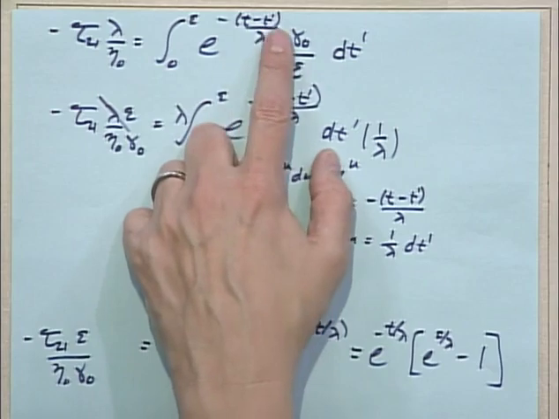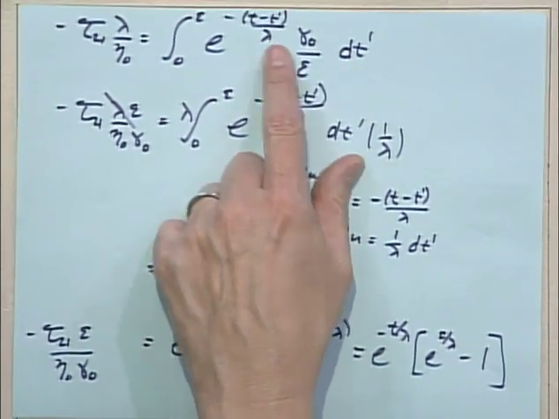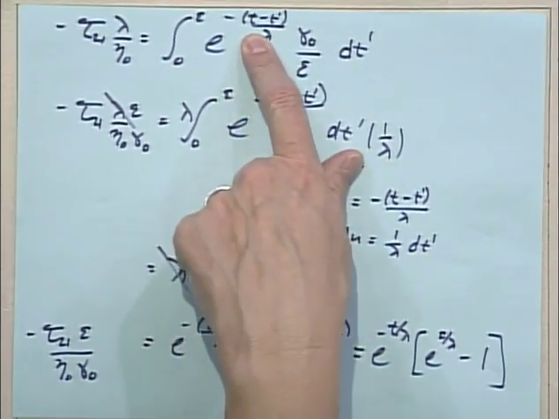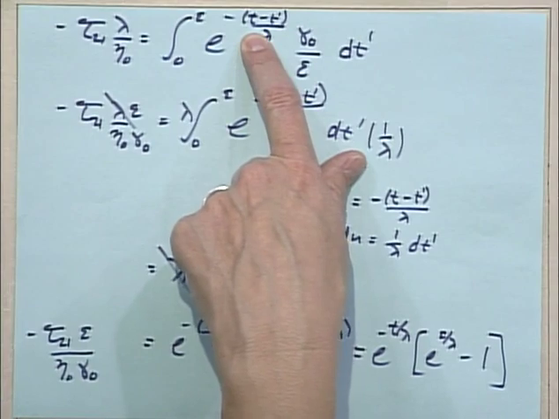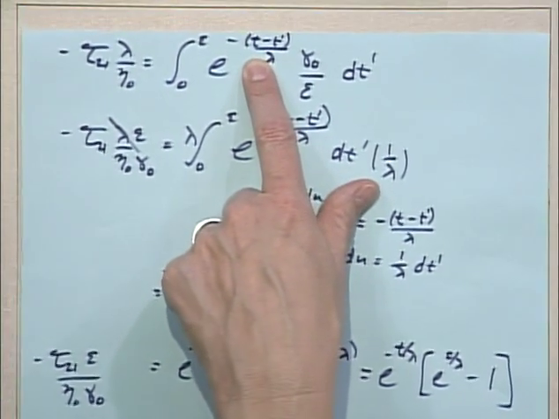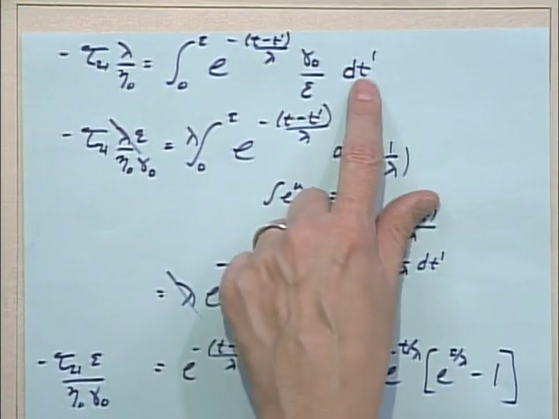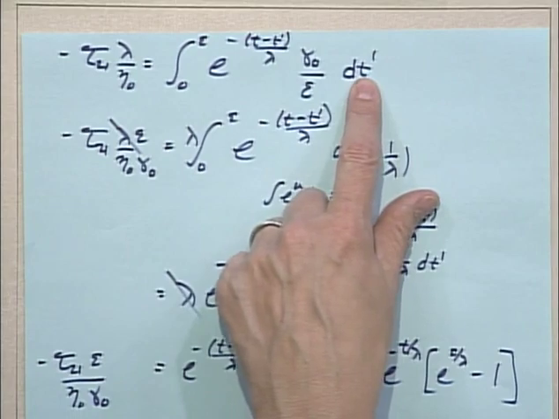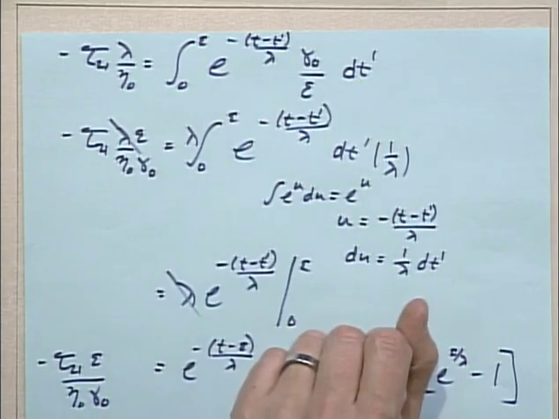So everything's a constant except for the t prime. Even the t itself is treated as a constant in this integral. And we're going to do a bunch of these integrals, so it's good if you sort that out. So t prime is the variable. Everything else is a constant.